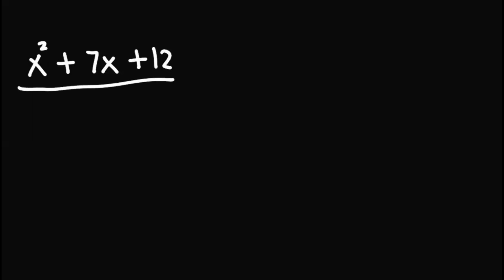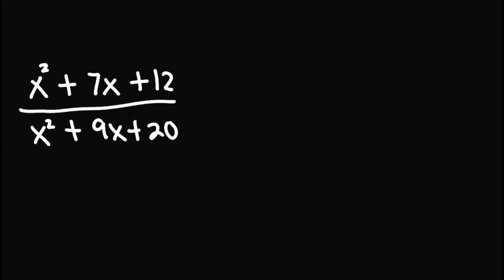Let's have this sixth example. Let's have x squared plus 7x plus 12 all over x squared plus 9x plus 20. Now for this time, we'll apply the factoring quadratic trinomial method. So let's move this one out here.